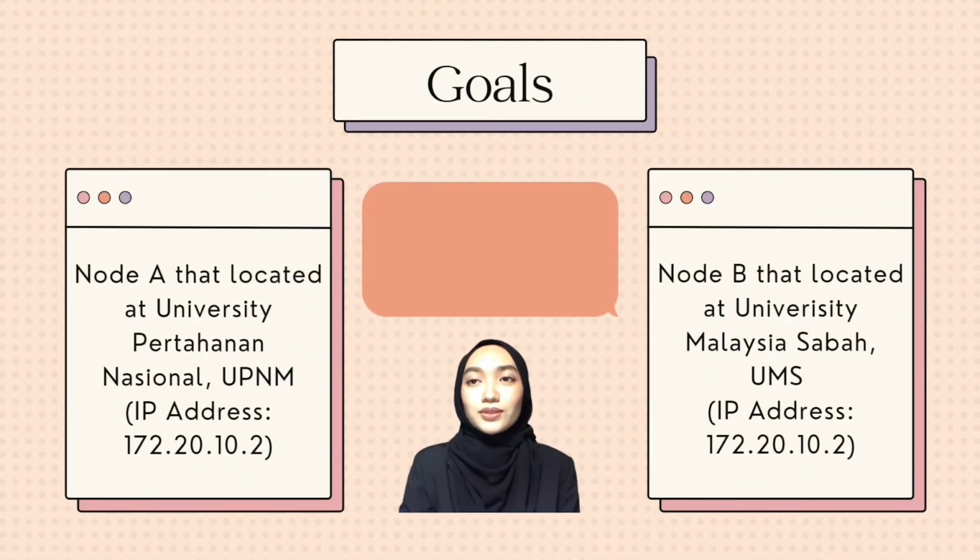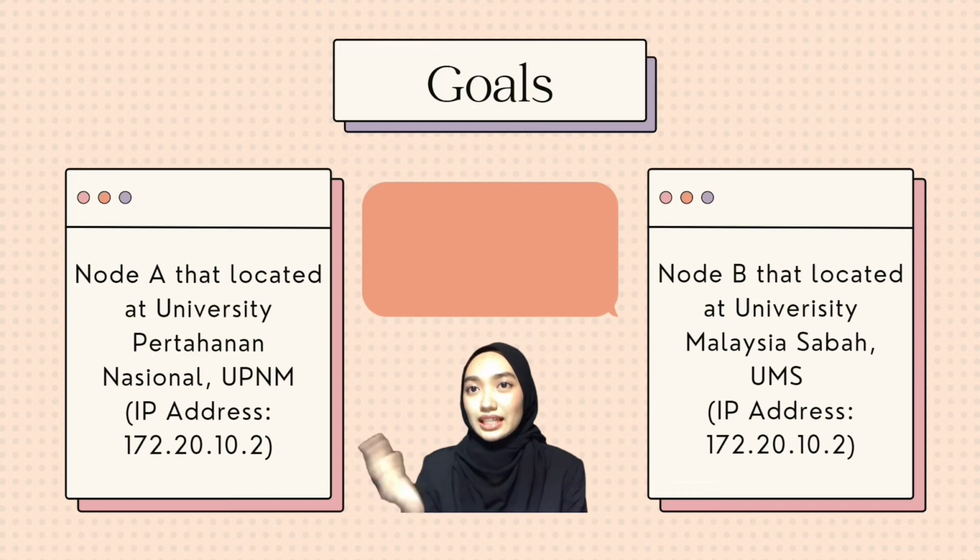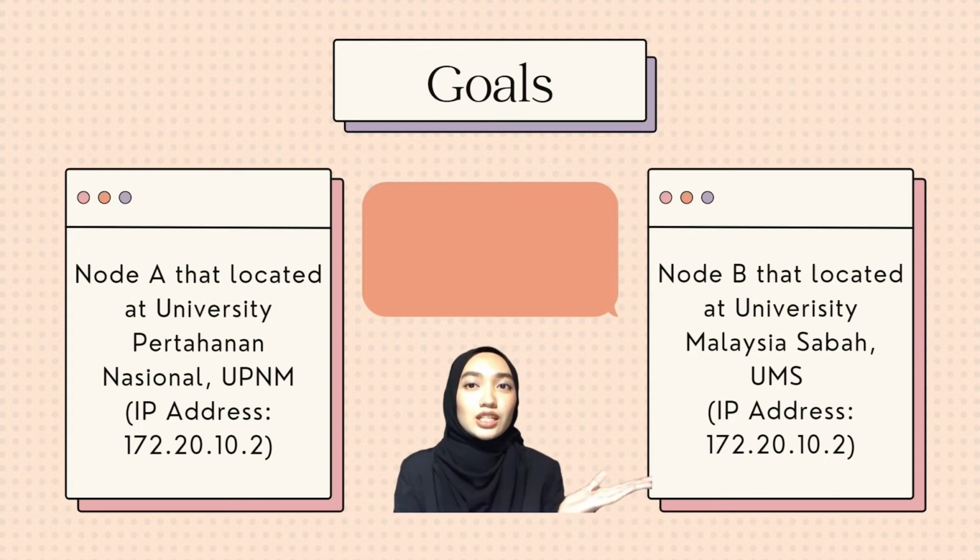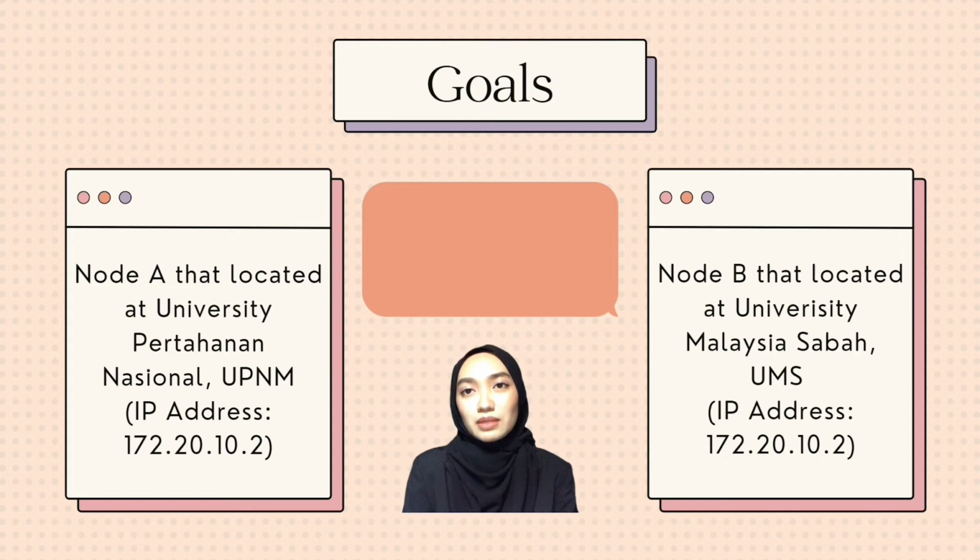In this part, we will send a message from Node A that is located at Universiti Putra Malaysia, with this IP address, to Node B, located at Universiti Malaysia Sabah, with this IP address. This message has 233 characters and it contains 1864 bits in total. I want to show how this message goes through the 7 layers of the Open System Interconnection OSI model.